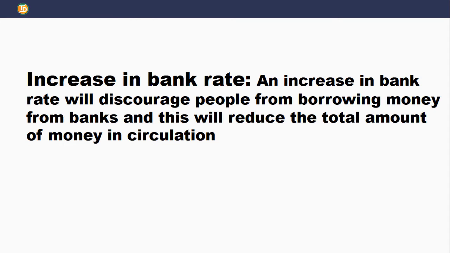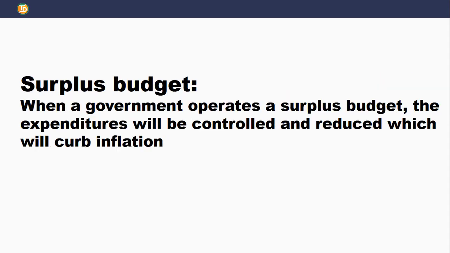Number three is increase in bank rates. Bank rate is the rate at which central bank lend to other banks, and that rate determines the lending rates of banks to customers. So if bank rate is increased, the interest rate on loans to customers will increase. Customers will be reluctant to borrow money. And when they are reluctant to borrow money, it means that the money circulation will reduce.